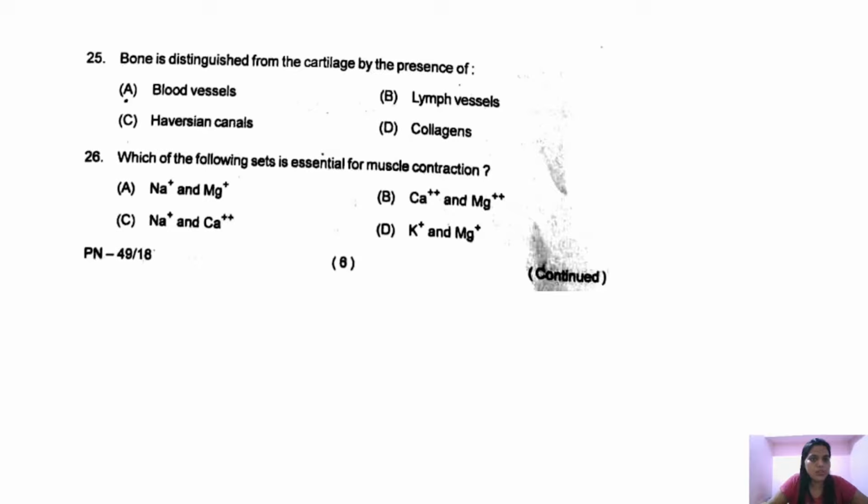Next, question number 25. Bone is distinguished from the cartilage by the presence of option A, it is blood vessels. Next, question number 26. Which of the following sets is essential for muscle contraction? Options are sodium, magnesium. No, sodium is not required. Sodium and calcium, no. Calcium and magnesium, yes. Option number B is the right answer over here.